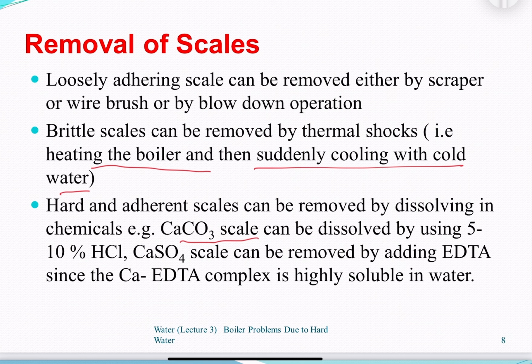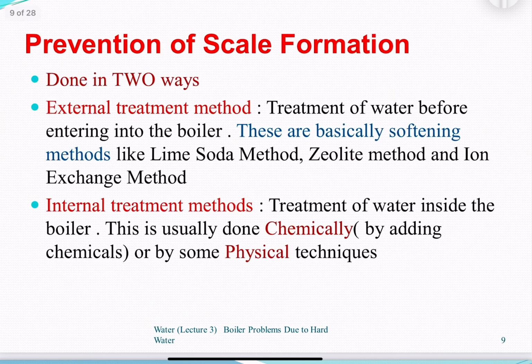Now, what is our purpose? Once the scales are formed, of course, we have to remove them, but in that case, you have to stop the whole process. Now, what we want is that these scales should not be formed, which is not possible, but at least we can delay the formation of scales inside the boilers. So that is called prevention of scale formation. All of you know prevention is better than cure. So we have to prevent the formation of scales inside the boilers.